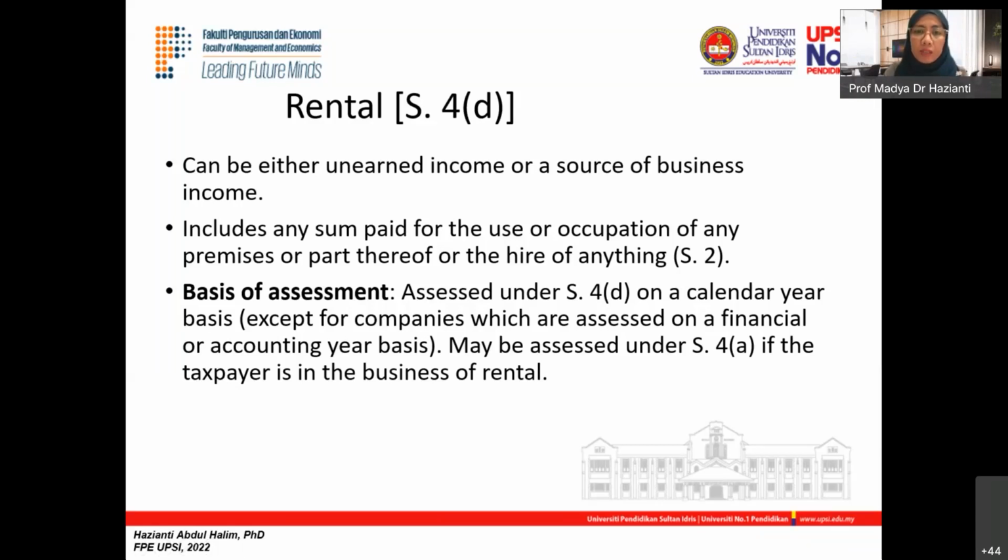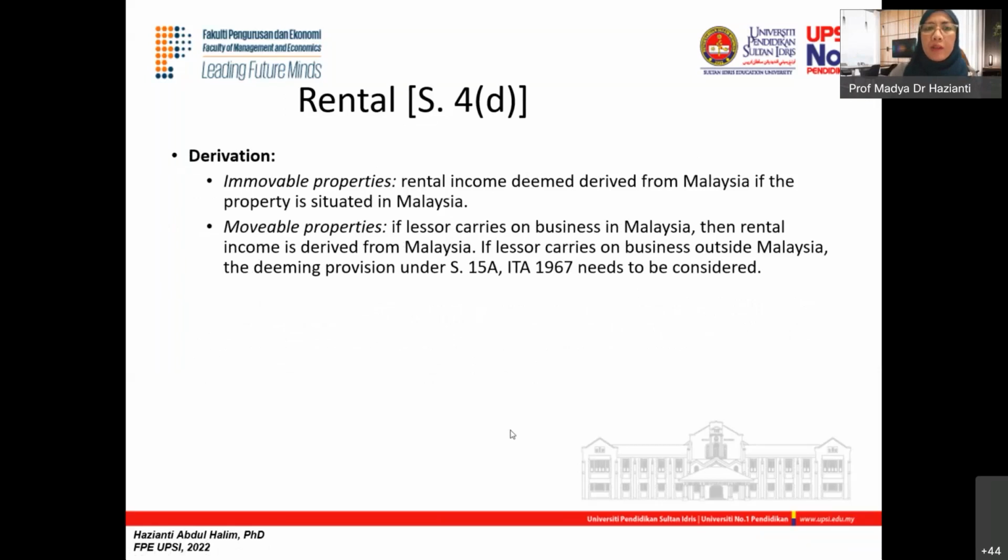Some are not using the calendar year. So year end dia July lah, September lah. But for tax, we use a calendar year. Alright, yang ni pun kita dah tengok aspek immovable and also movable. So it can be houses as well as plant and machinery for rental.